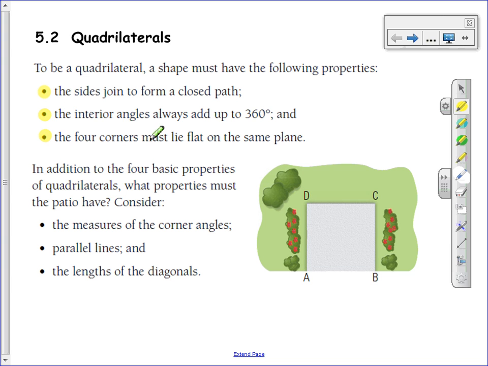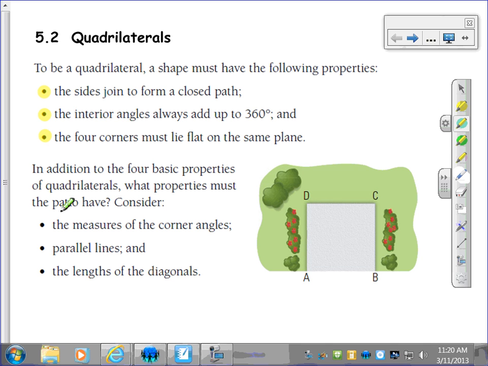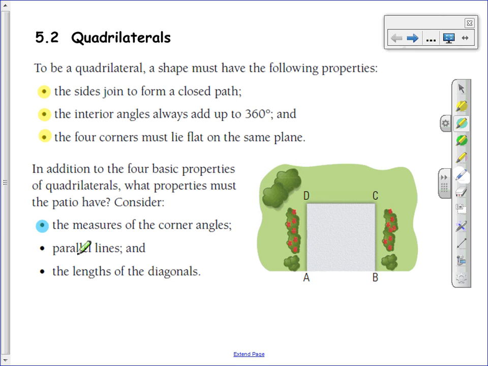First of all, the sides have to close. The angles have to add up to 360. And they all have to be on the same plane. It can't be a three-dimensional figure. And so what we're going to look at then is when we look at quadrilaterals and the different types, what are the measures of the angles?